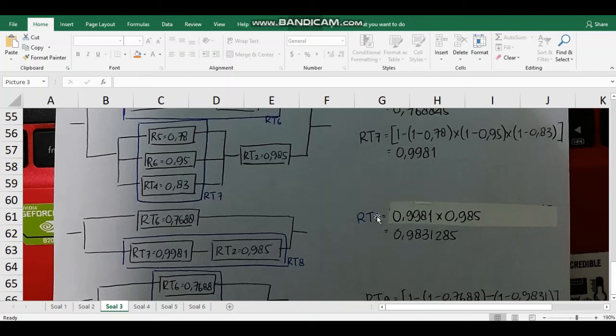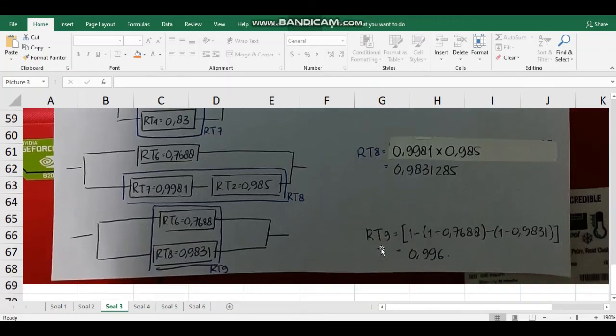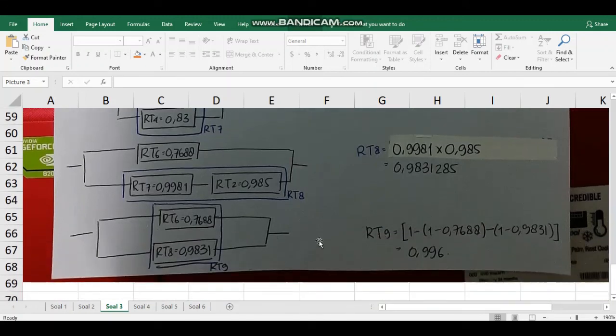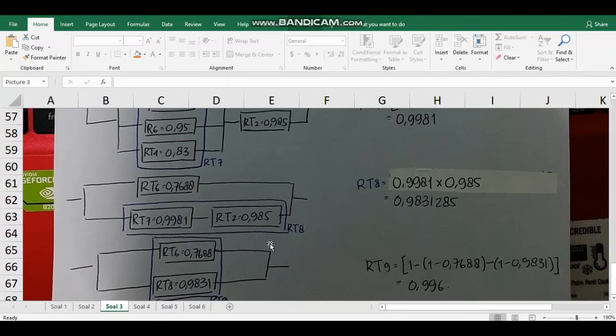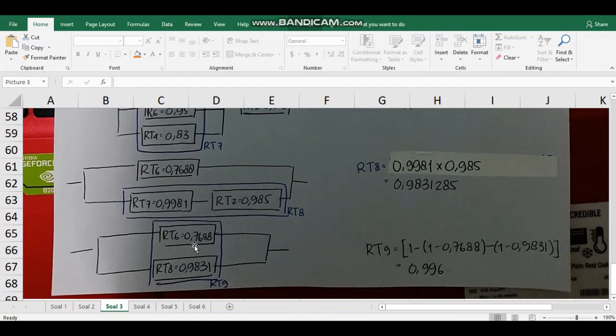Since it's series, we just multiply the reliability of each of them. And we call the combination of those two RT8. Finally, we have 0.9831285 for the combination of RT7 and RT2. And finally, the final form of the system is in parallel form. The components left are RT6 and RT8 with their probabilities, and since it's in parallel form, to find the reliability of the system, we have to use the formula of redundancy.